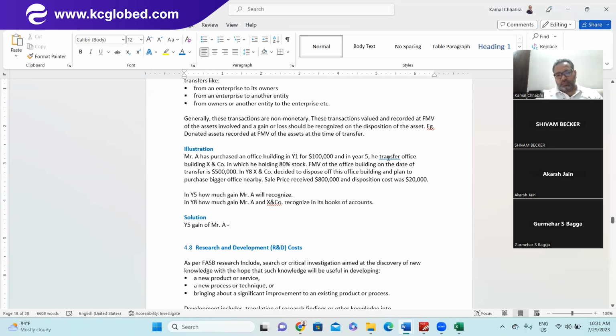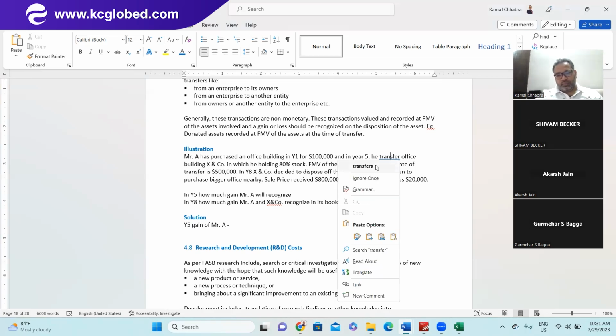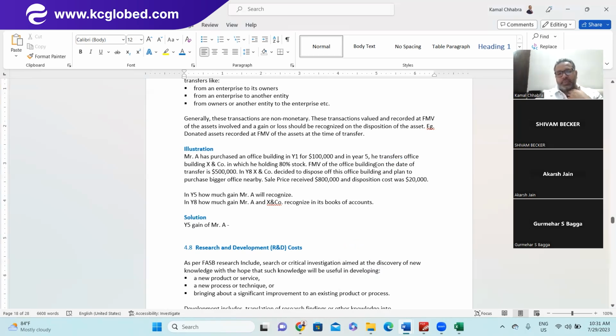First, for 5 years we have to calculate the depreciation. Let's assume there is no depreciation. No facts have been given as such, so no need to calculate unless the facts have been given to you. Okay. So 400,000 into 80%.